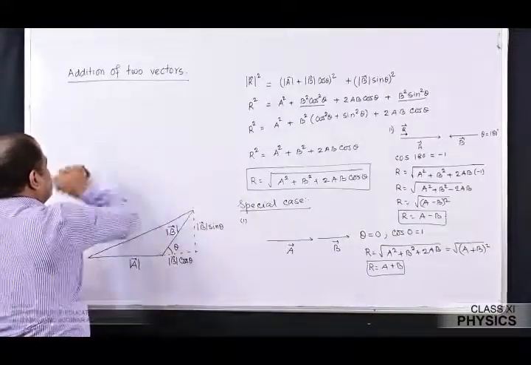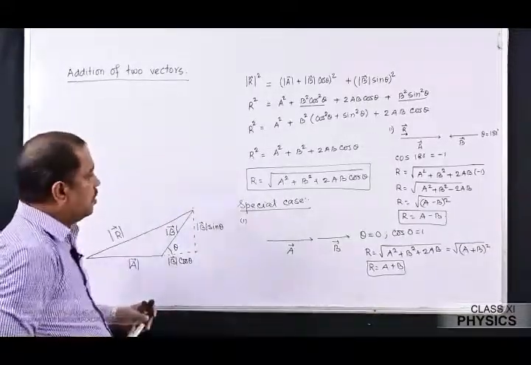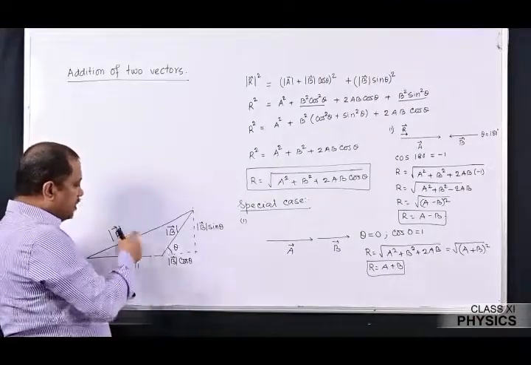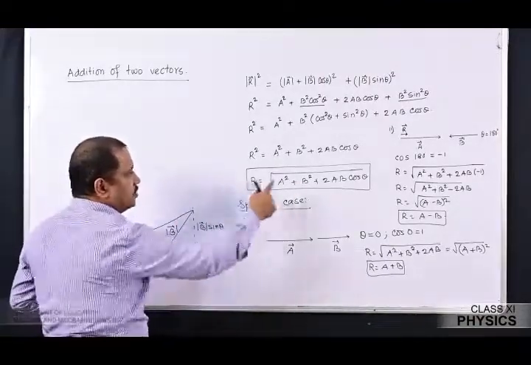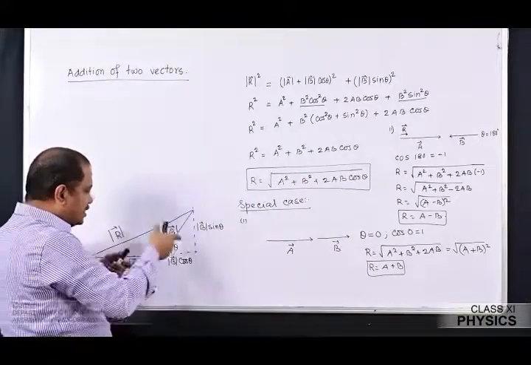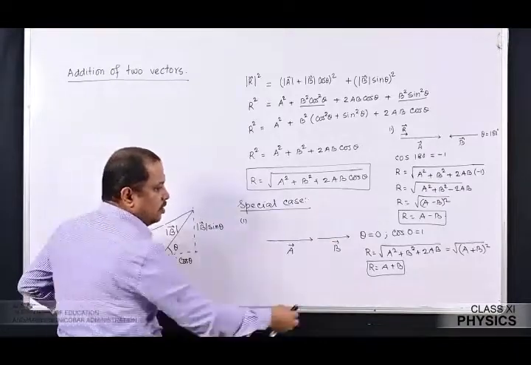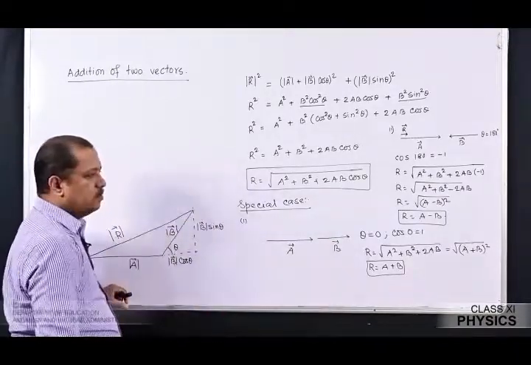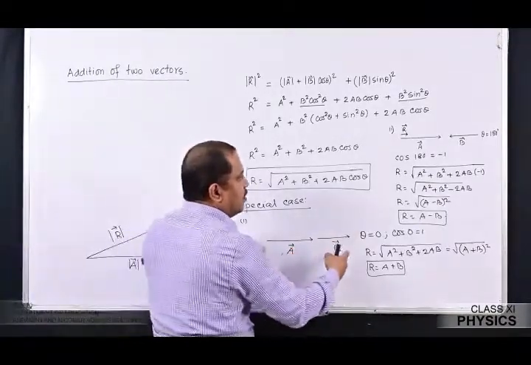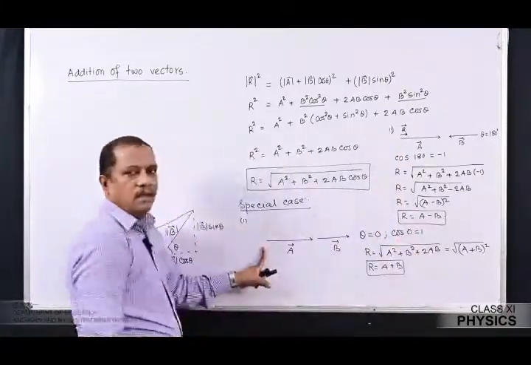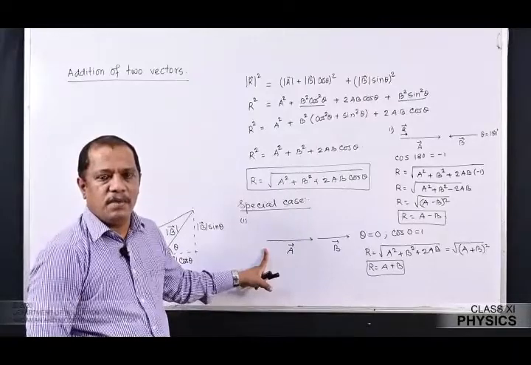I have two vectors here, A and B. To find the magnitude of the resultant vector, you had this formula. The same two vectors, if they are lying along the same direction, the resultant happens to be A plus B. If the same vectors are lying in opposite directions, then the resultant is R equal to A minus B.